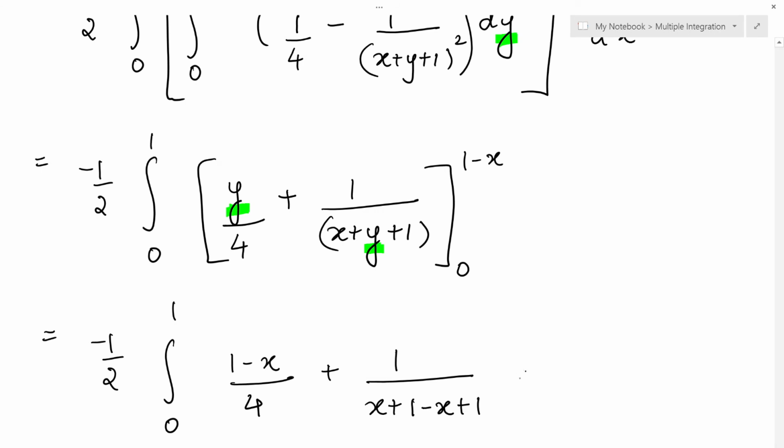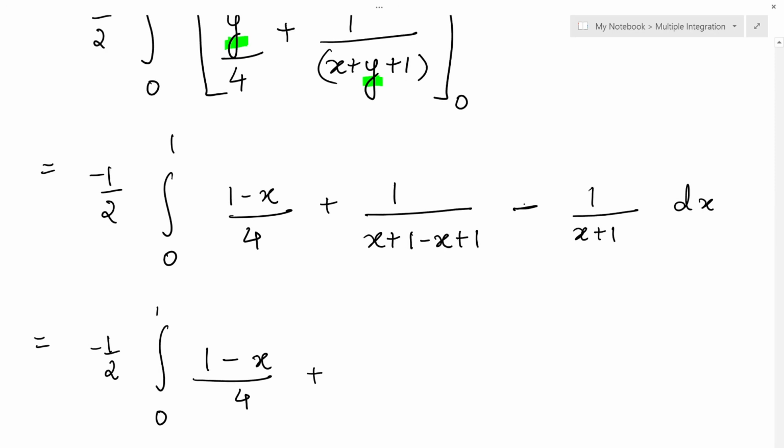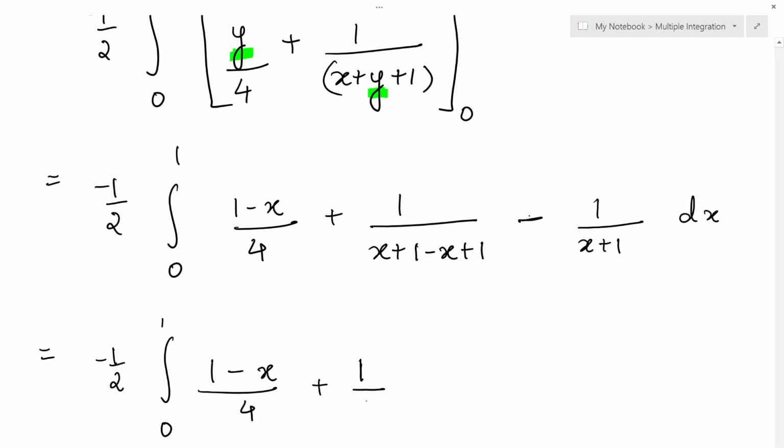Next, what do I have? Lower limit. So this will be 0 and this will be x plus 1. If I simplify this further, you will be left with 1 by 2. So this will be integration 0 to 1. 1 minus x by 4 will be as it is. This x will get cancelled, you will be left with 1 by 2, and 1 upon x plus 1 as it is.